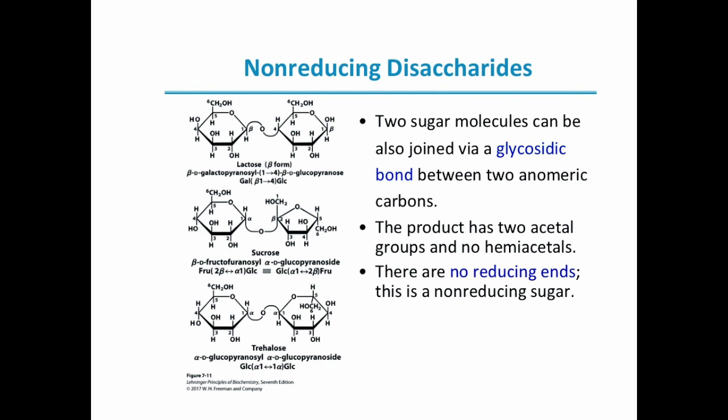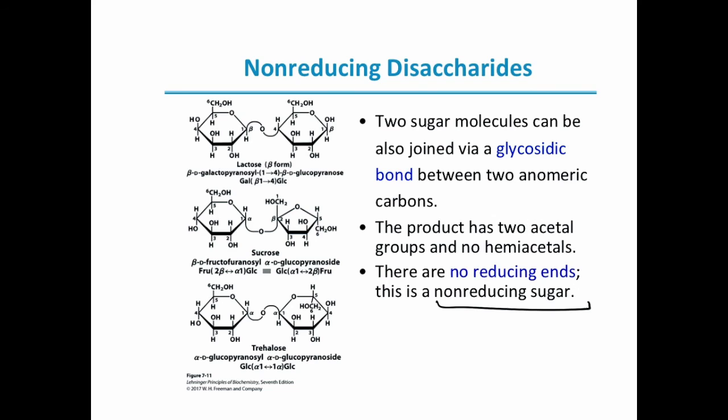Now you can also have two sugar molecules joined via a glycosidic bond between two anomeric carbons, and as a result you get rid of both the hemiacetals on both sugars, so there are no reducing ends. That would be called a non-reducing sugar. So take a look at these molecules, these disaccharides, and see if you understand the naming convention.